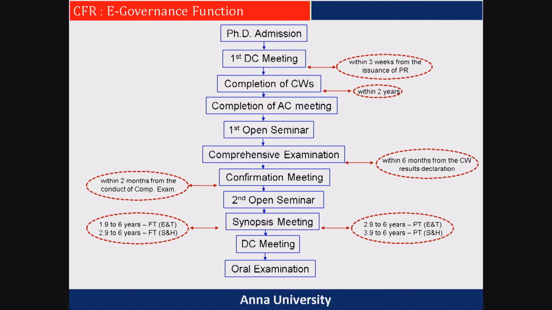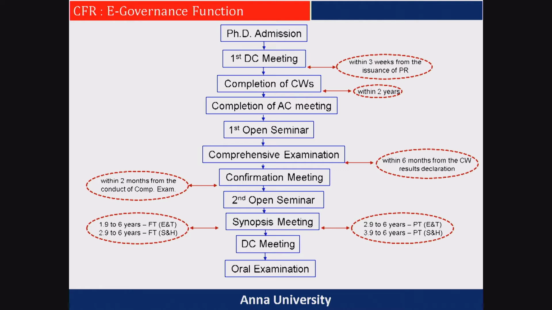That is the foremost important activity. This comprehensive examination, the scholar should complete within 6 months from the coursework. From the date the last coursework results are declared, not more than 6 months, you should complete the comprehensive examination. The comprehensive examination is either a written examination or an oral examination, based on the convenience of the doctoral committee members. They may check the background knowledge of your proposed research area.